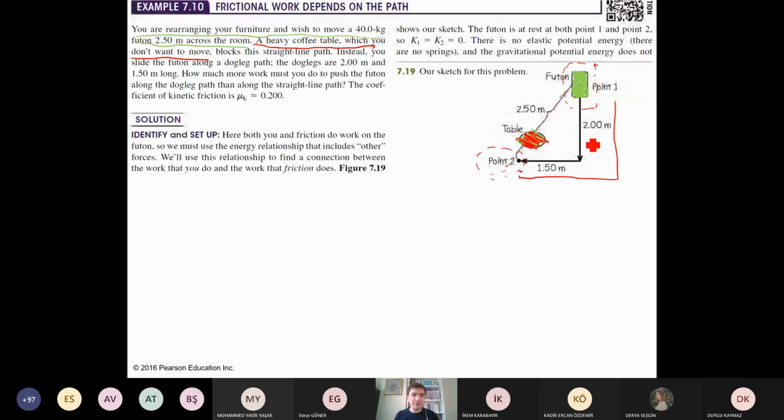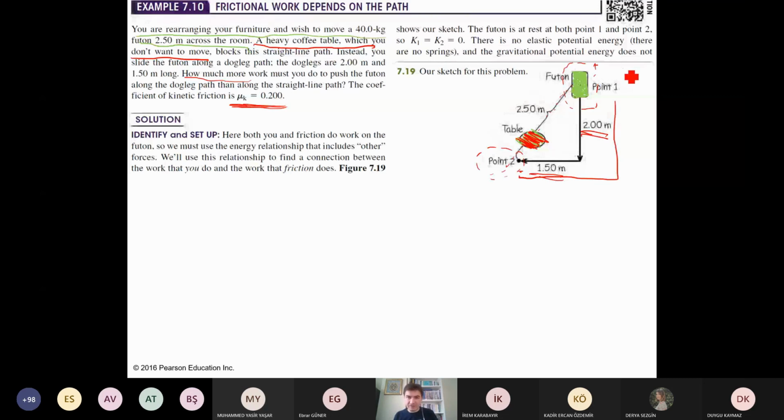How much more work must you do to push the futon along the dogleg path than along the straight line? The coefficient of kinetic friction, mu k, is 0.2. So the question is, how much more work must you do to push the futon? Now let's have a look at the question. What about the kinetic energy of the futon here? Kinetic energy of the futon here is 0.